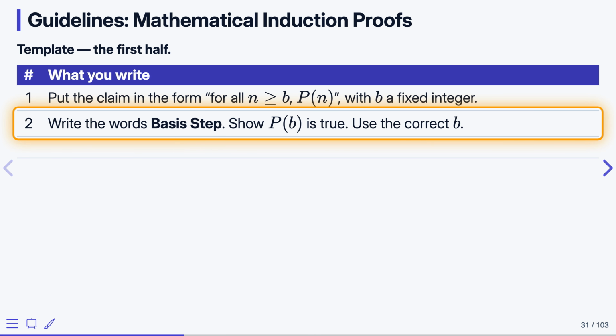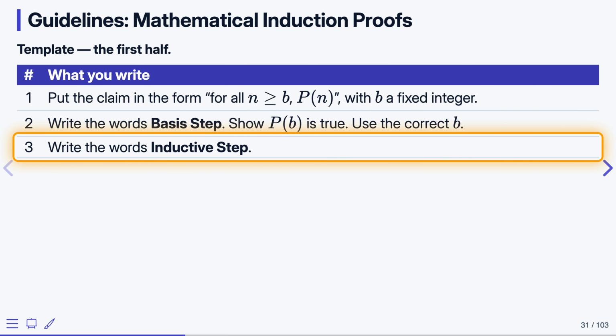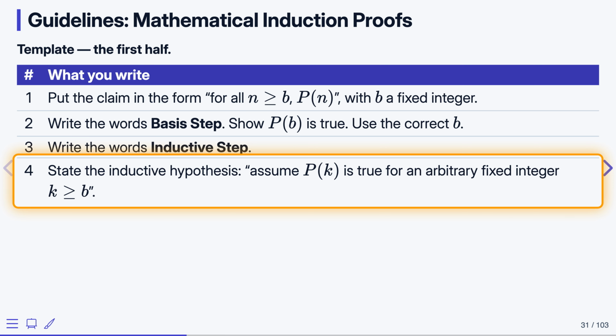Step 2. Write the words basis step. Then show P of b is true. Check that you use the right value of b. Step 3. Write the words inductive step. Step 4. State the inductive hypothesis clearly. Assume P of k is true for one arbitrary fixed integer k, at least b.